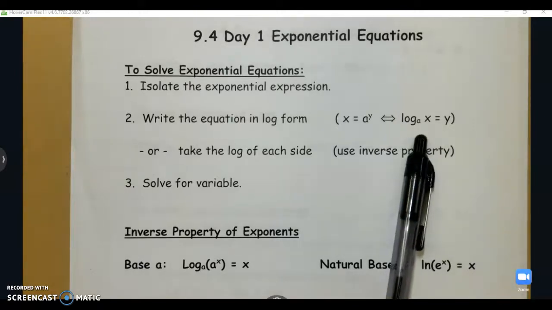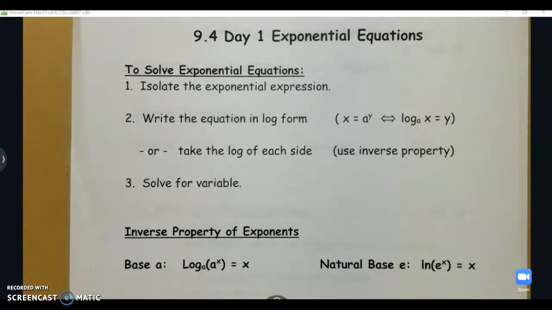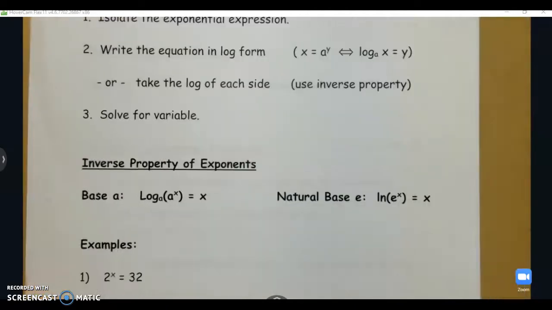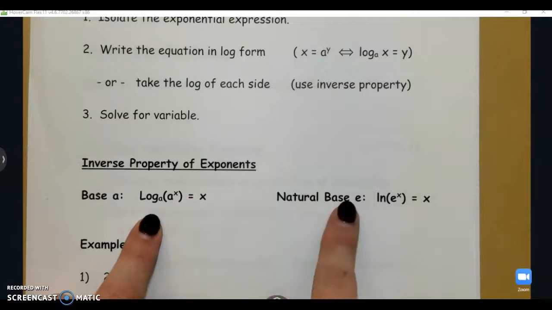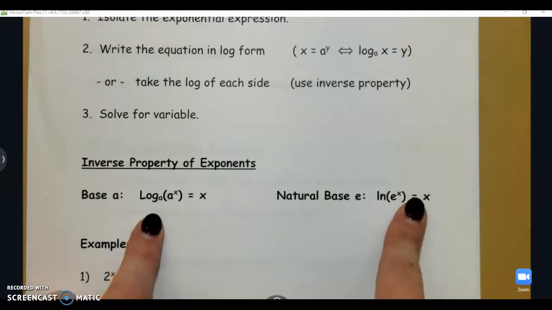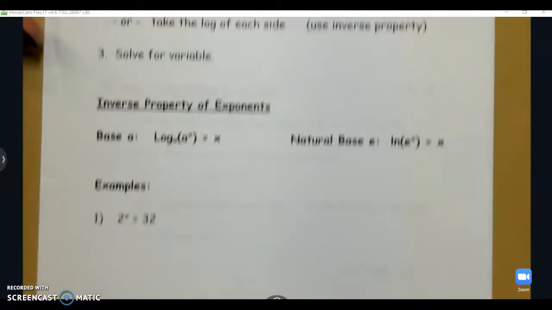Here it is written here if you have forgotten how to do that. Or we're going to take the log of each side using our inverse property, and we're solving for our variable. The inverse property says that log base a of a to the x power is equal to x, whatever that exponent is. The same is true for our natural base of e. If we have natural log of e to the x, that is going to give us x. So let's jump into some examples.